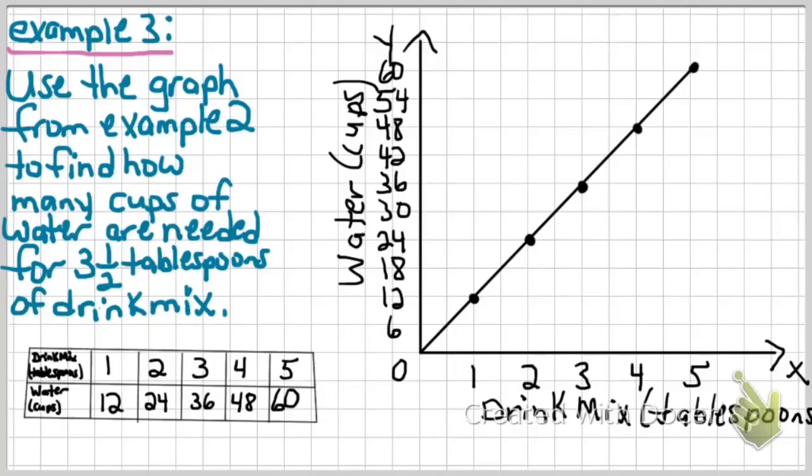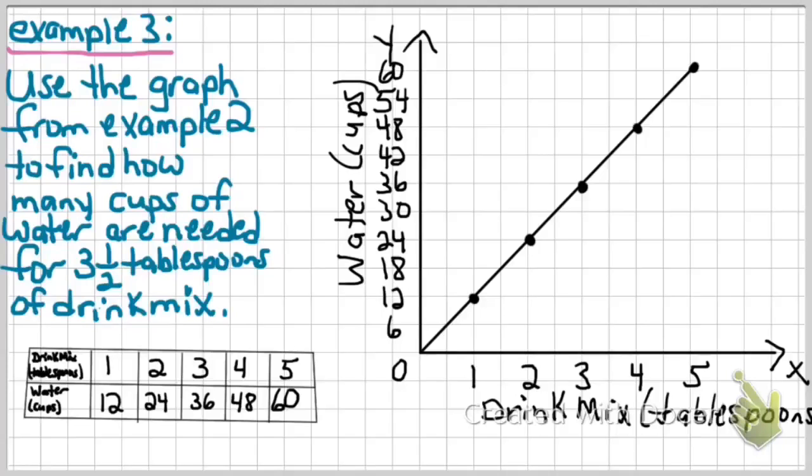And example number 3, my last example, something that you may be asked to do. I took all of this information on both the graph and the chart or the table from example number 2. It was the drink mix in tablespoons and the water in cups. This is the same graph that I just finished. And example 3 says, use the graph from example 2 to find how many cups of water are needed for 3½ tablespoons of drink mix. Well, I know here how many cups of water are needed for 1, 2, 3, 4, 5, but I don't know how many for 3½. So I'm going to have to figure that out.